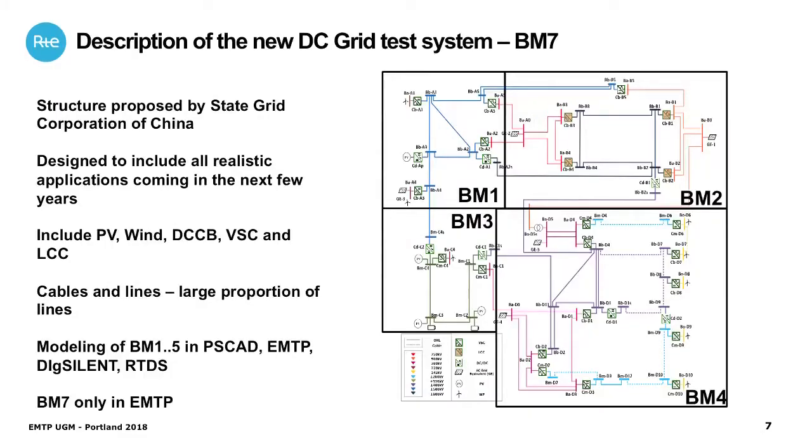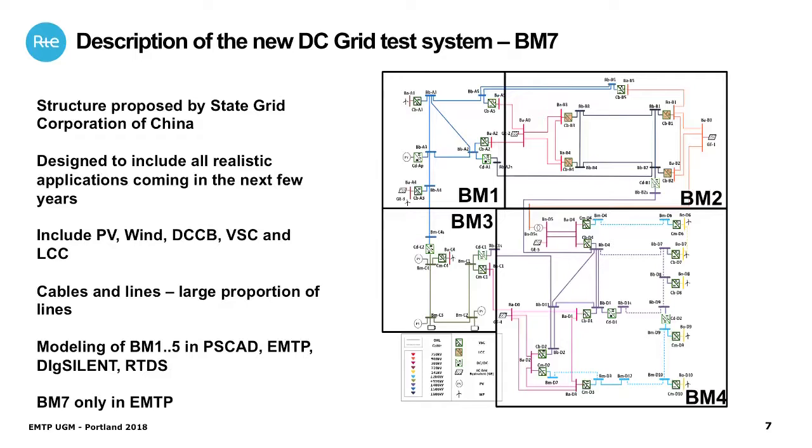So what I will present to you is the work that is in progress and the work that has been done so far. So the benchmark, right? The structure of the benchmark is composed of different parts. The first part is the BM4. BM4 is actually the DC grid that was the first DC grid test system that was done in 2014. So it's exactly the same. We just included some additional wind farm inside, but this is the same structure, same data inside.